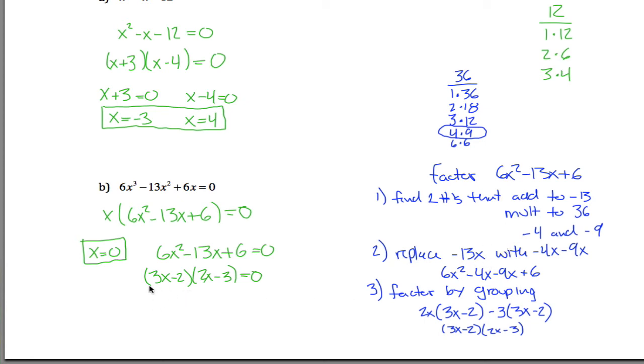Why is that beneficial? Because it's something times something equals 0. So that means either 3x minus 2 equals 0 or 2x minus 3 equals 0. Either 3x equals 2, add 2 to both sides, in which case x equals 2/3 if you divide both sides by 3. Or if I add 3 to both sides, I get 2x equals 3, and then divide by 2, I get x equals 3/2. So what I found for this one is there's actually 3 solutions. x equals 0, x equals 2/3, and x equals 3/2.